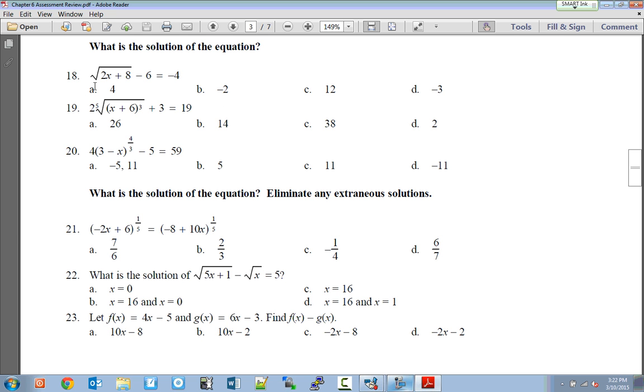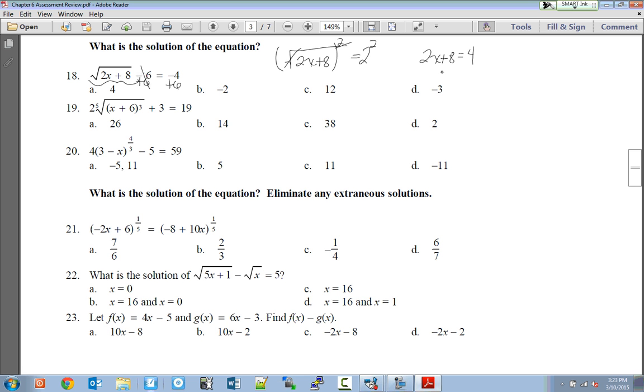All right, so the first thing you want to do when you have a radical like this is you want to isolate the radical. So we want to get this square root here by itself. So we're going to add the 6 to the other side. So we're going to get the square root of 2x plus 8 equals 6 minus 4, which is 2. And now since we have the square root of something, we're going to square both sides so we can get rid of that square root. So this is going to be 2x plus 8 equals 2 squared, which is 4.